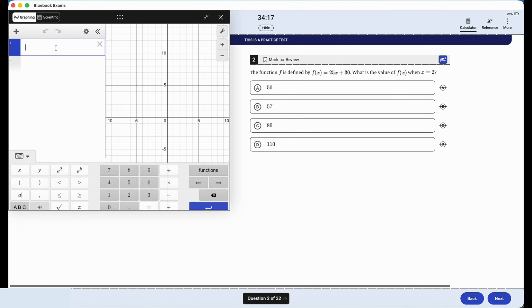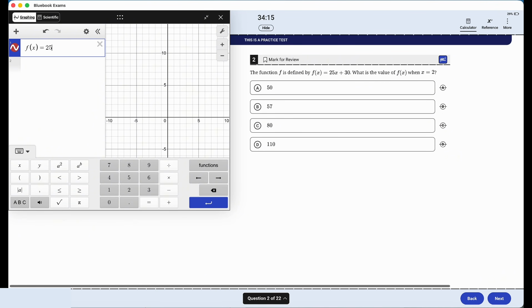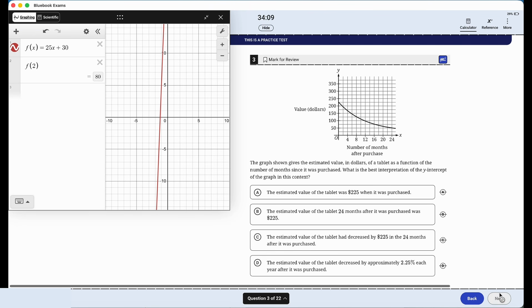Next one, functions question. Throw this into Desmos, right? 25x plus 30. And then we just plug in 2 for x, right? 80, simple.